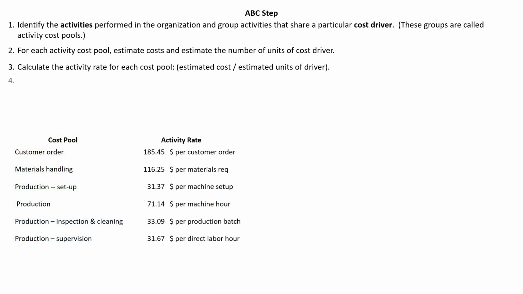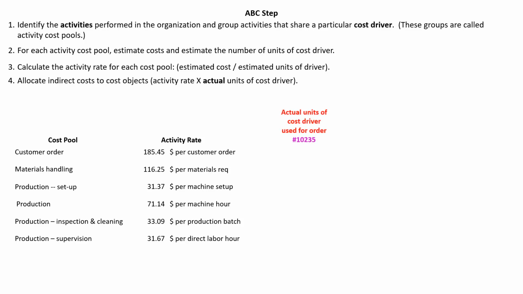This brings us to step number 4, allocate or apply indirect cost to cost objects by multiplying the activity rate by the actual number of units of cost driver. Remember that our cost object is a specific customer order. We want to know the cost of order number 10235. The actual units of cost drivers for order 10235 are 1 customer order, 6 materials requisitions, 3 machine setups, 22 machine hours, 8 production batches, and 25 direct labor hours.